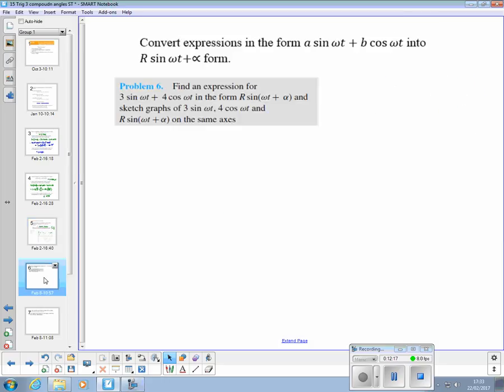We're going to have a sine omega t plus b cos omega t, which equals r times the sine of omega t plus a phase angle. The problem is, find an expression for 3 sine omega t plus 4 cos omega t in the form r sine omega t plus alpha, and sketch graphs of all 3 on the same axis. Okay, so call that the problem.